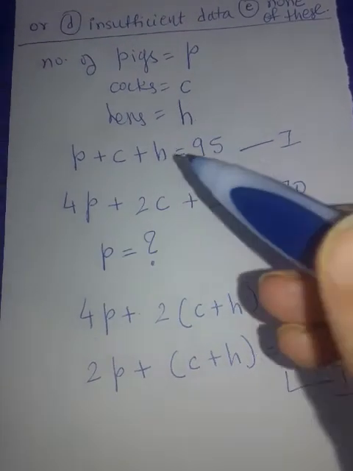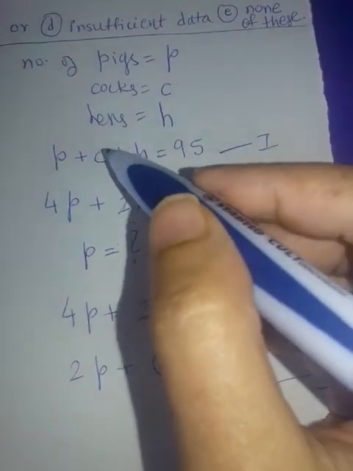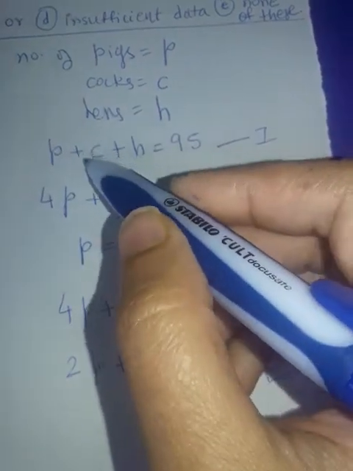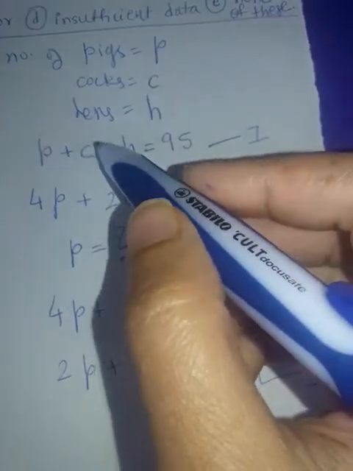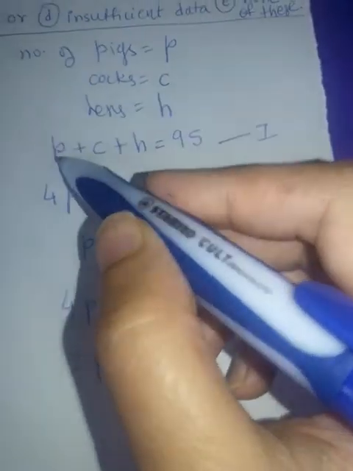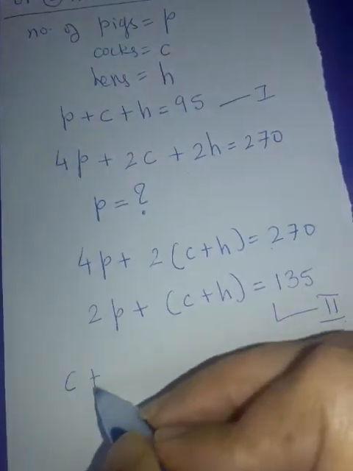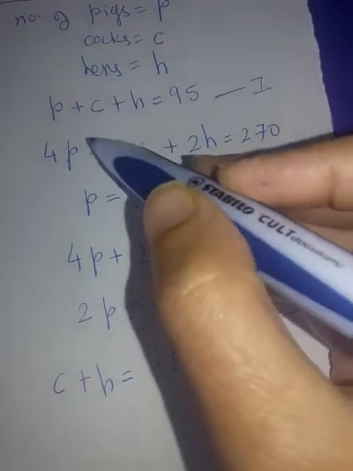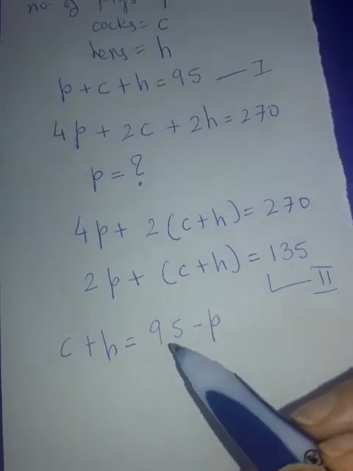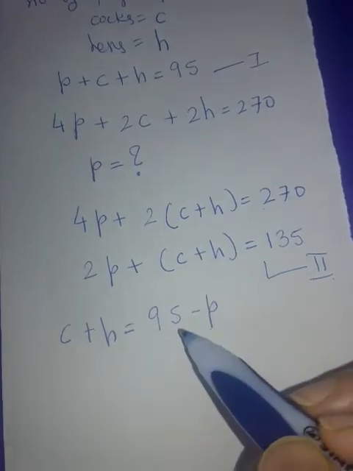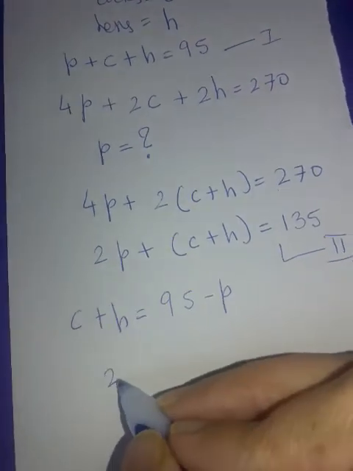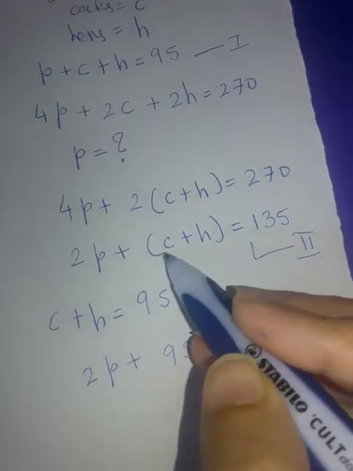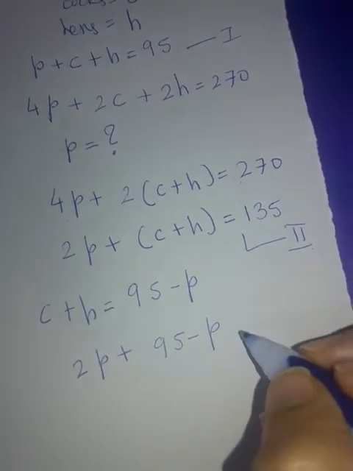I want number of pigs. So can I write C plus H in the form of P? I don't want C and H. So I am going to substitute C plus H with P. C plus H will be 95 minus P. I'm taking P to this side. And now this C plus H I will substitute by P. Instead of C plus H, now I am writing 95 minus P.